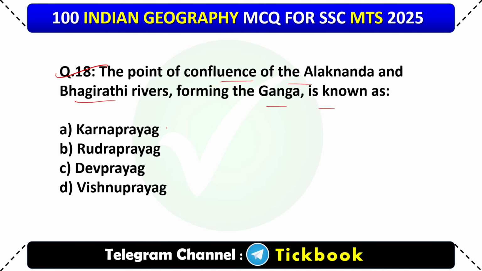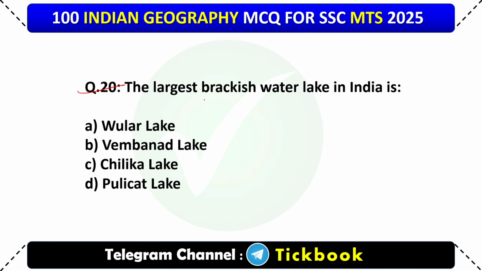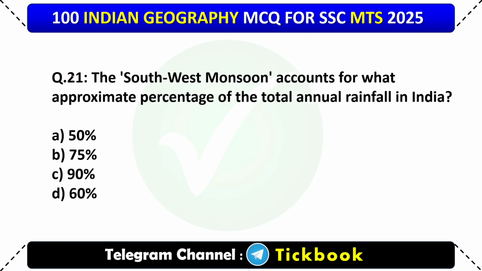18, the point of confluence of the Alaknanda and Bhagirathi rivers forming the Ganga is known as? Option number C, Devprayag. 19, which tributary of the Ganga river originates in the peninsular plateau? Option number D, Son. 20, the largest brackish water lake in India is? Option number C, Chilka Lake.